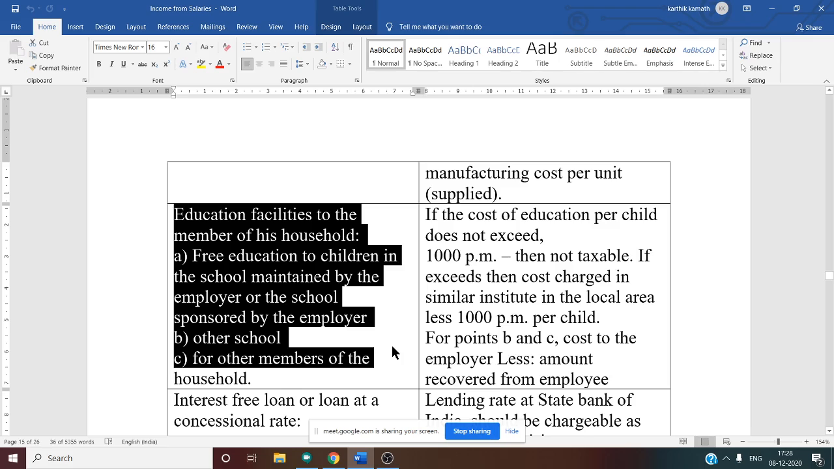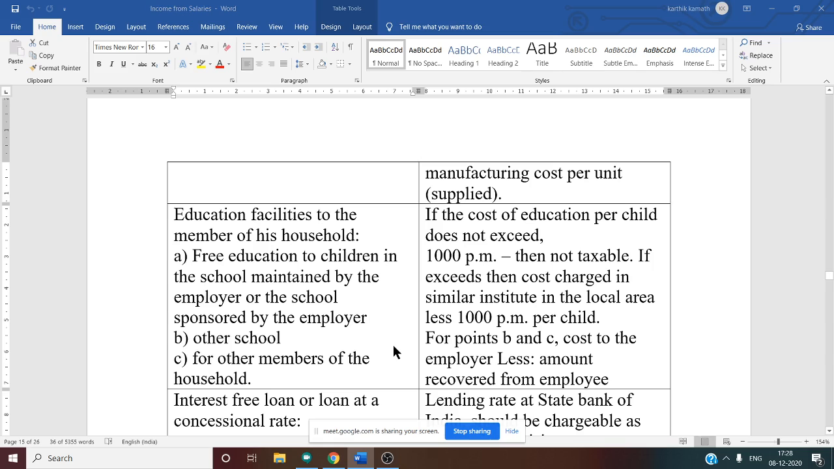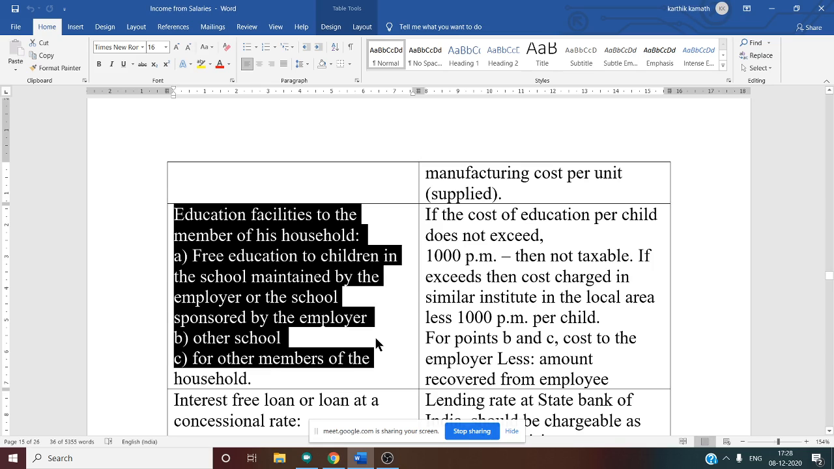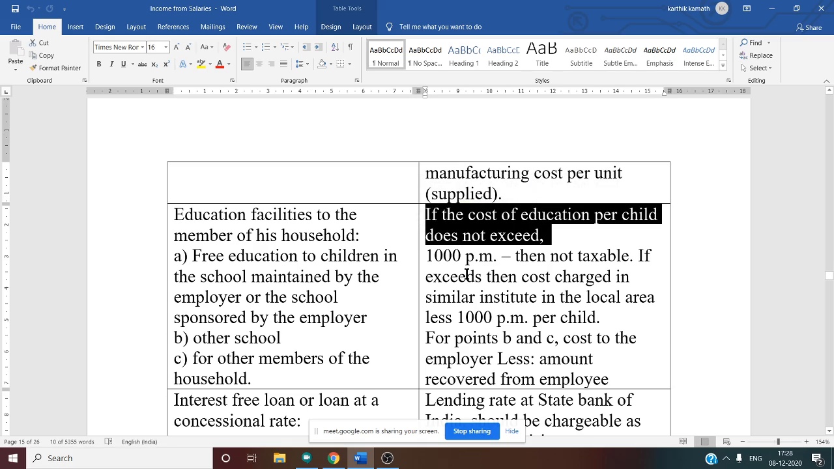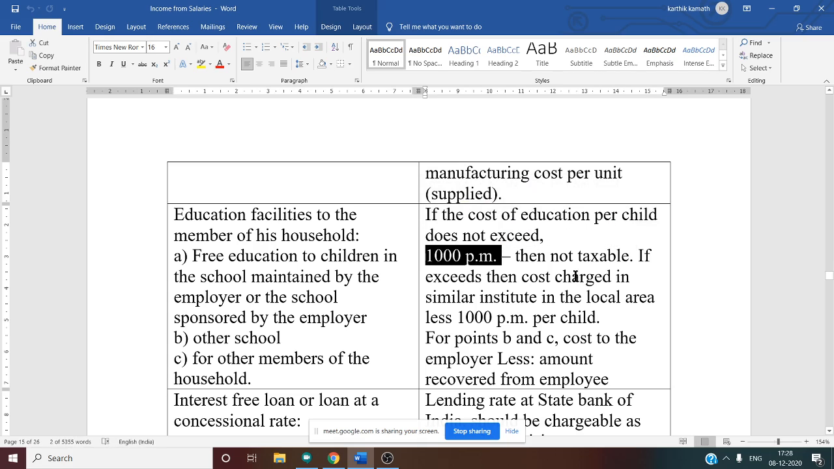So now what they are saying is employee's children, suppose employee has two children, so his children go into an institution owned or maintained by the employer. Suppose there is one school, international school, and that is owned by the employer. In that case, what happens? If the cost of the education per child does not exceed 1,000 per month, then it is not taxable. So there is one limit given under taxation, that is up to 1,000 it is exempt. If it is more than 1,000 per month, it is taxable.